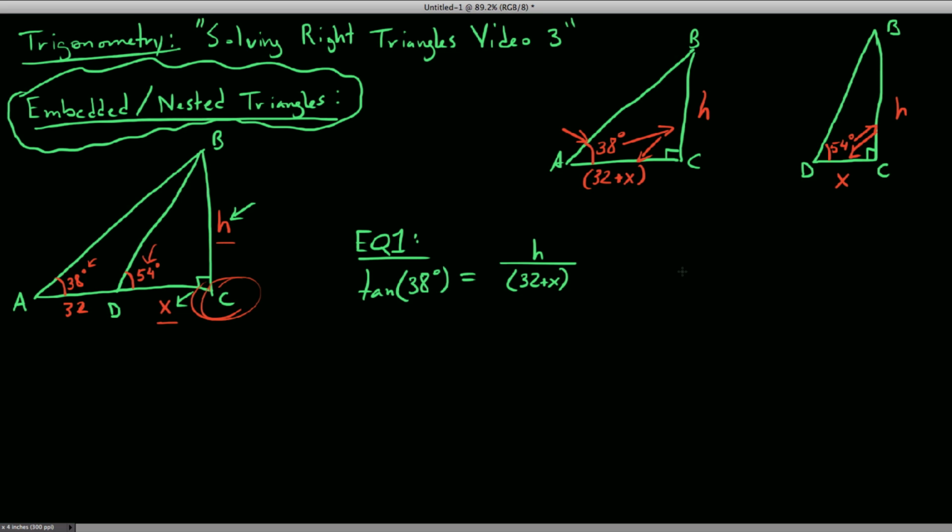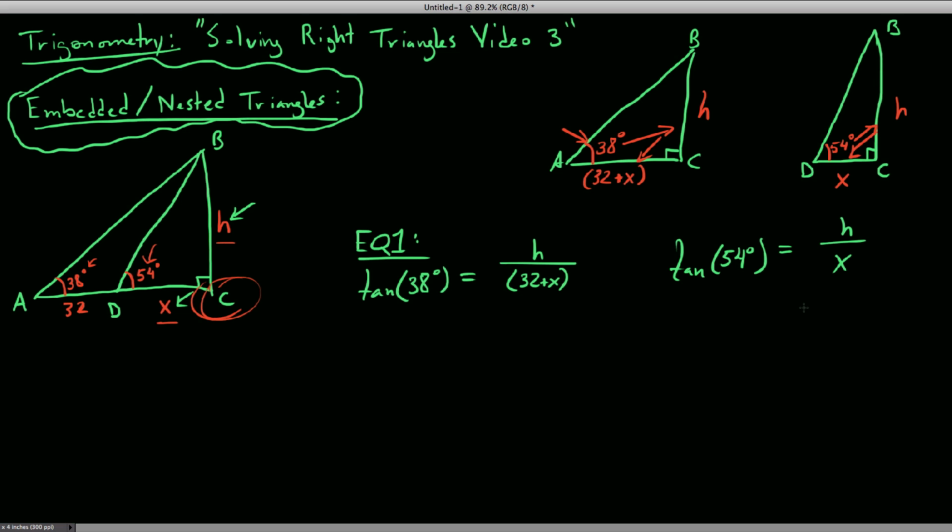So let's now head over here. Tangent in this instance, we'll go with green still. Tangent of 54 in this case would be opposite h over x. Now in both instances we have two equations that relate h and x together. So now we need to solve a system of equations.